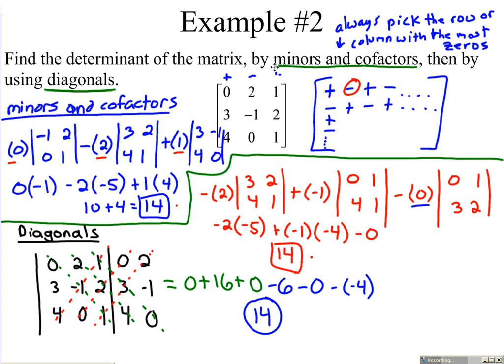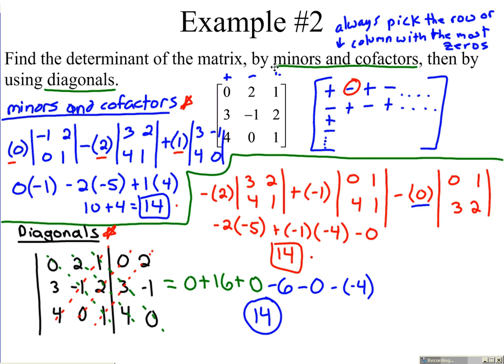So it doesn't matter the method you use. Doesn't matter the row or column that you pick in minors and cofactors. You should get the same solution if you do things correctly. Again, make sure you know that this is the diagonal method and how to use it. That the first two we did were minors and cofactors, and you know how to evaluate those. Make sure you know them by name.